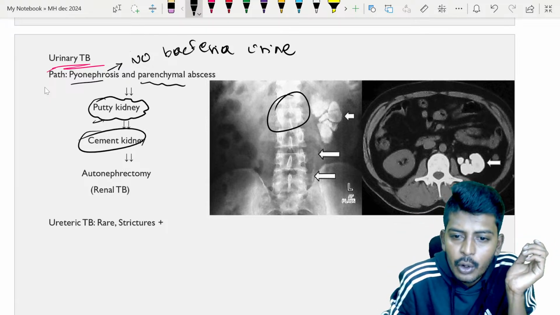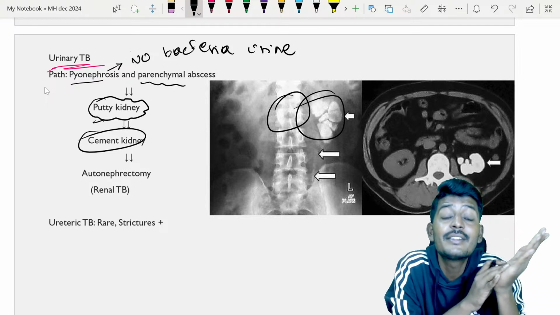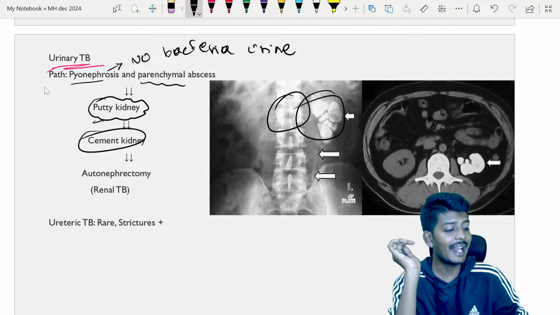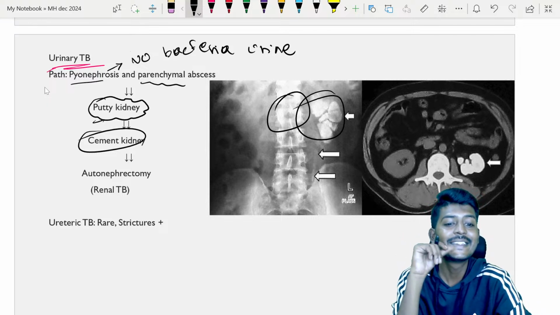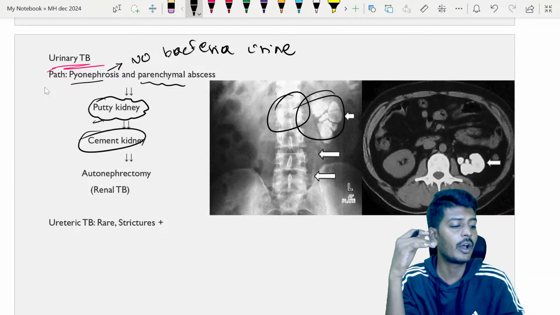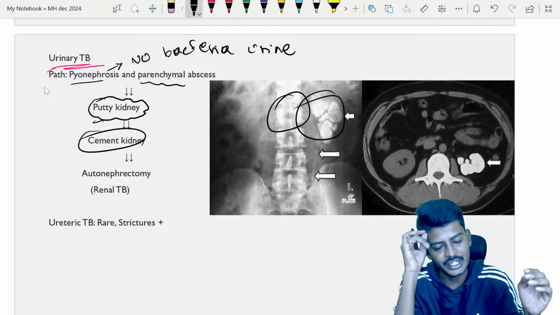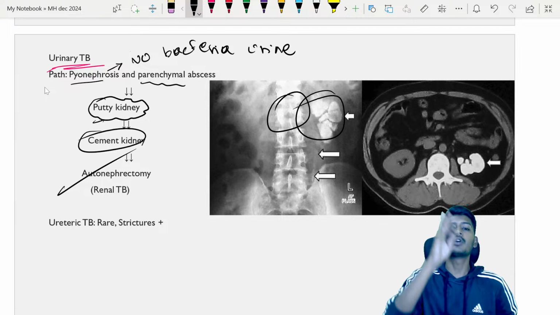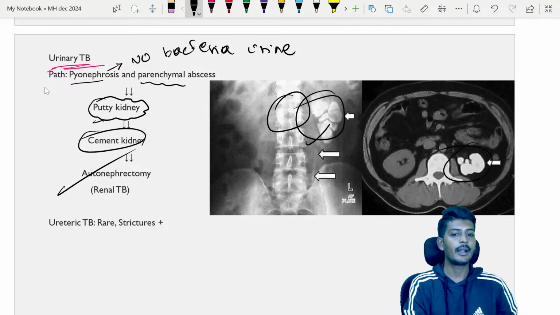Look here, this is the bone, this is the kidney. So on a normal x-ray, the kidney is becoming the consistency of bone. That much calcification has occurred. Because of this calcification, we call it putty kidney or cement kidney. Once the kidney has undergone fibrosis and calcification, kidney function is lost, called autonephrectomy. So putty kidney or cement kidney is a hard shrunken kidney which looks like this, and here also you can see the kidney consistency has become that of a stone.